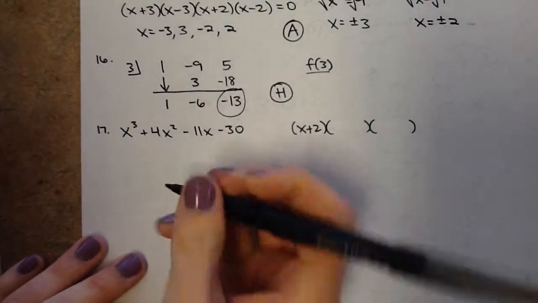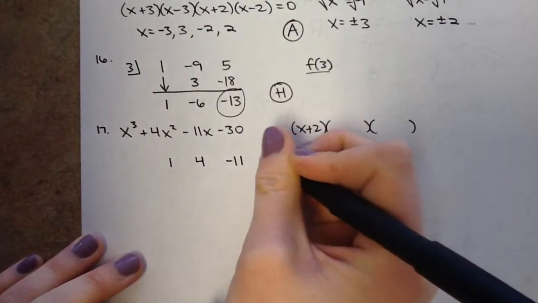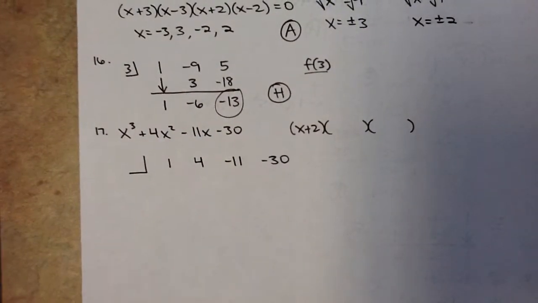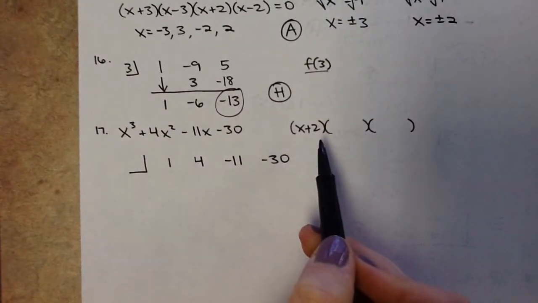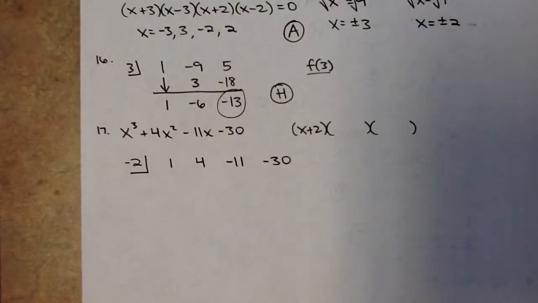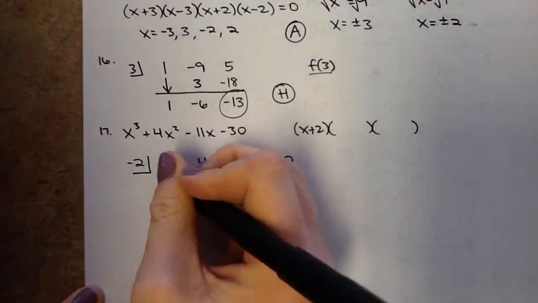So I'm going to take this 1x cubed, 4x squared, -11x, -30, and I'm going to divide by x plus 2. This is the situation where I would go with the opposite of what I see. Since I'm dividing by a whole factor, I put the opposite of that number in the box. Two totally separate scenarios here that are both using synthetic division.